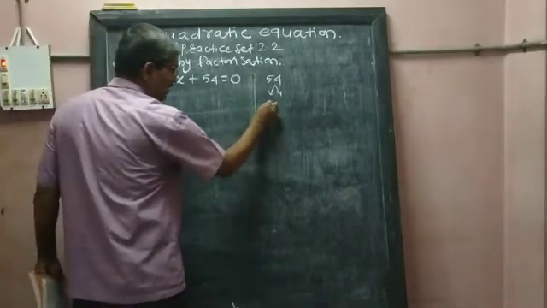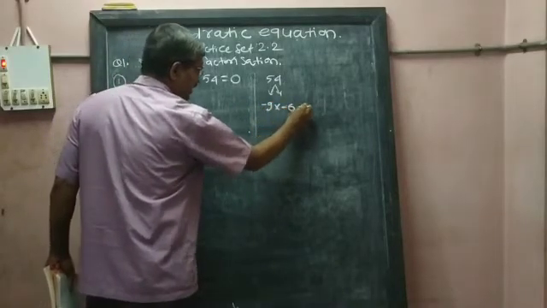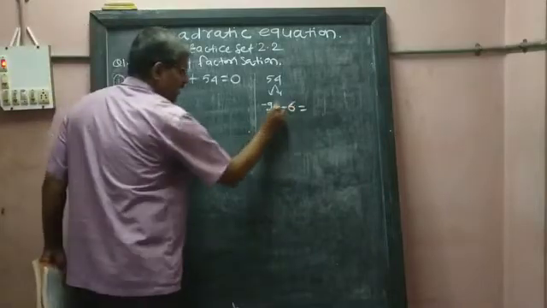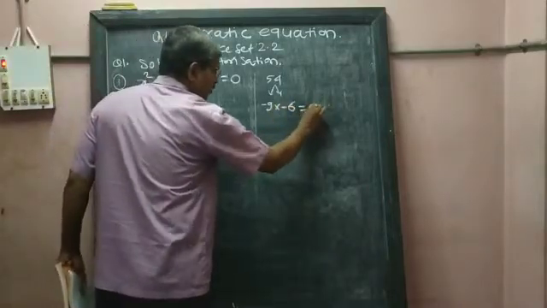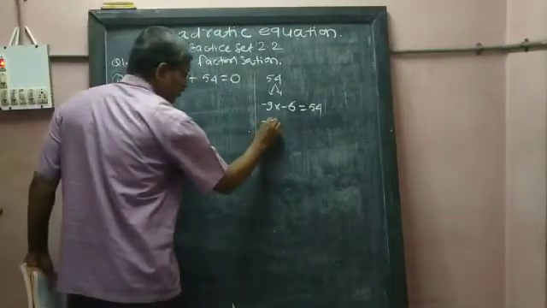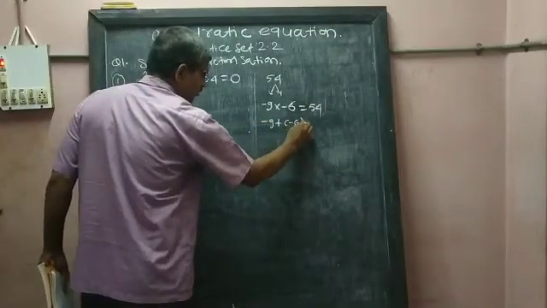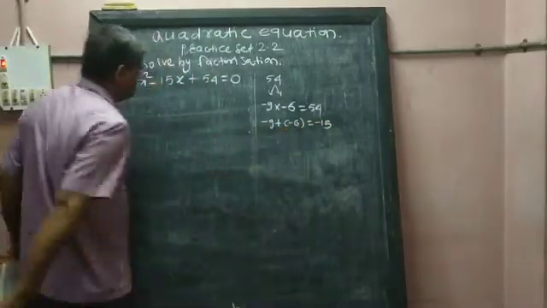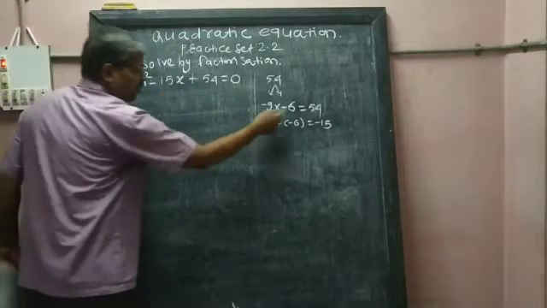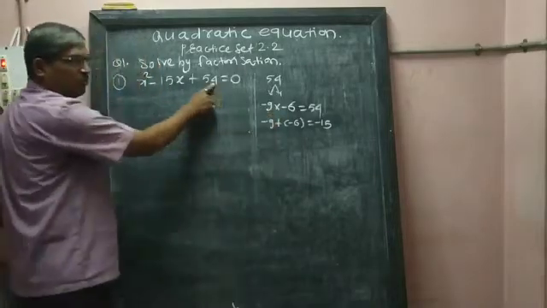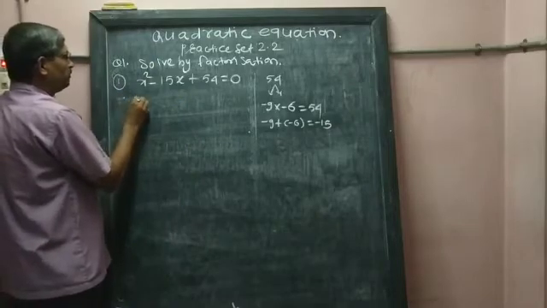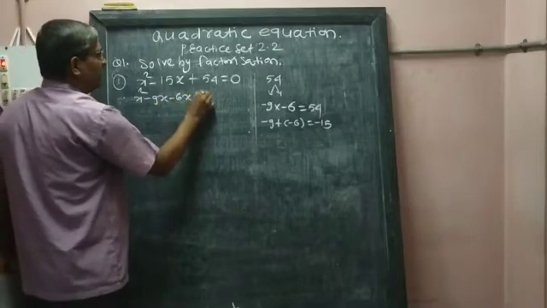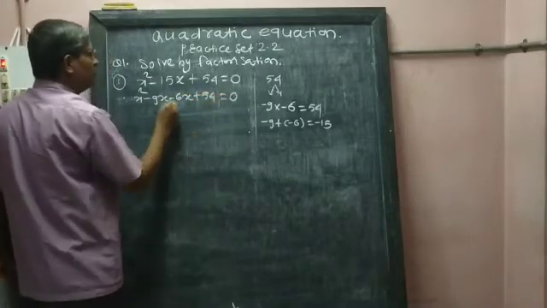So minus 9 and minus 6. Look, I have taken two numbers. Minus 9 into minus 6 is equal to positive 54. And if you do the addition, the sum of these two numbers, minus 9 plus minus 6, is equal to the middle term. And the product of these two numbers is equal to the constant term. Therefore, x square minus 9x minus 6x plus 54 is equal to 0.